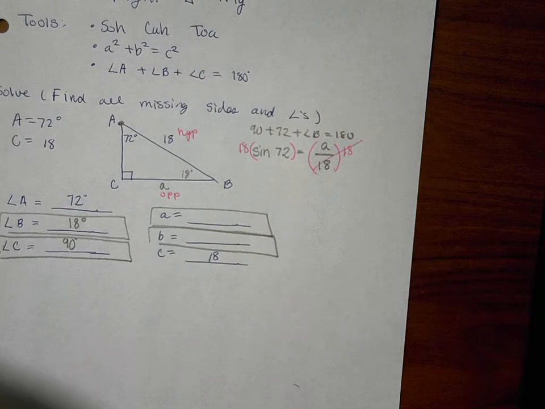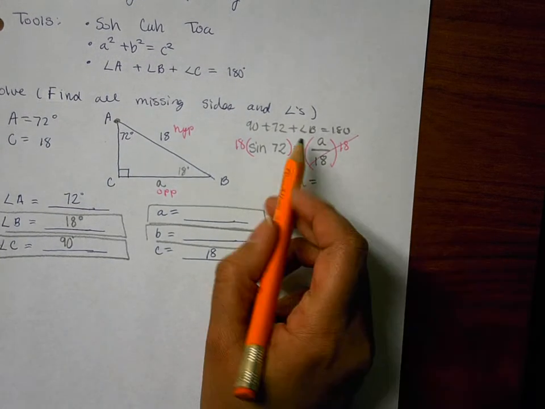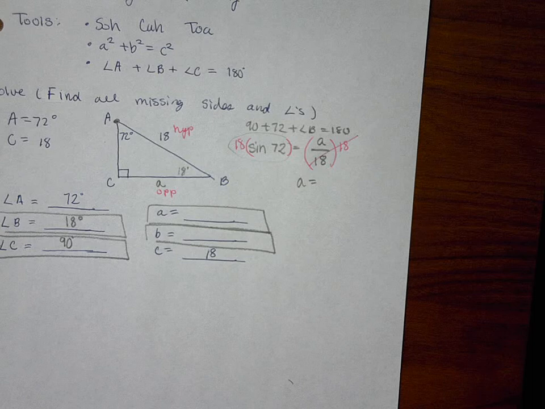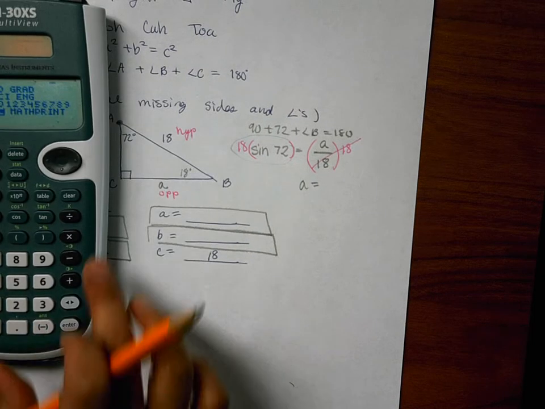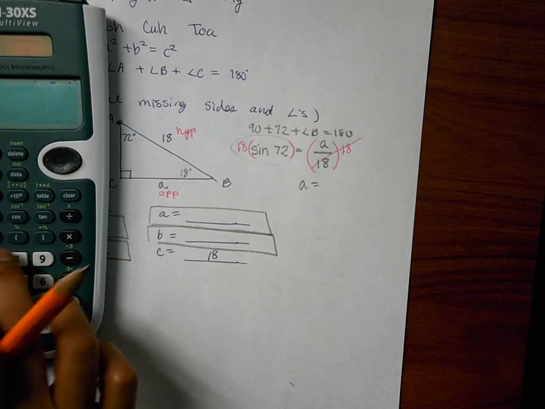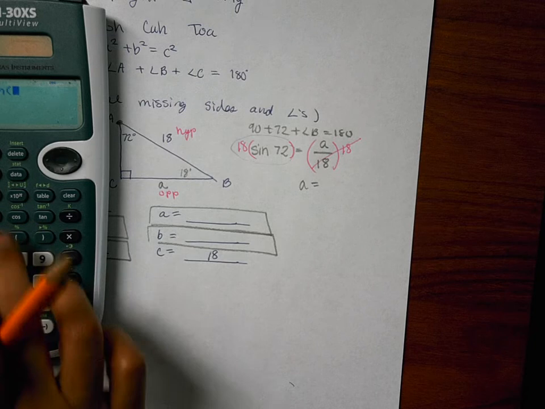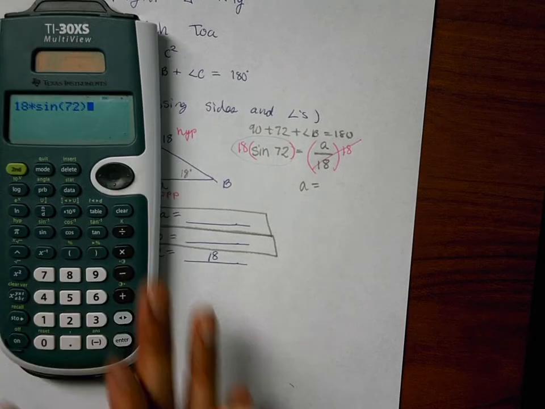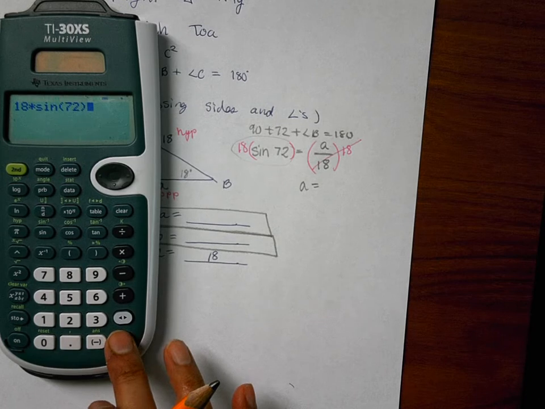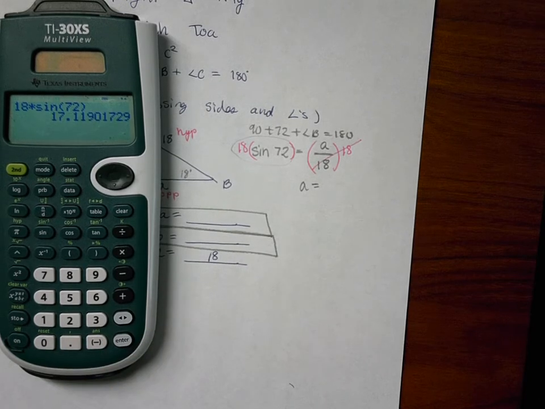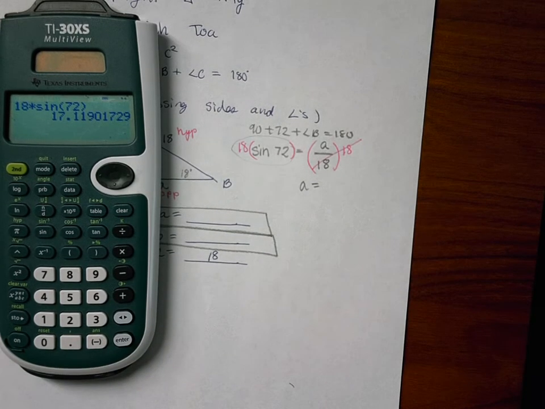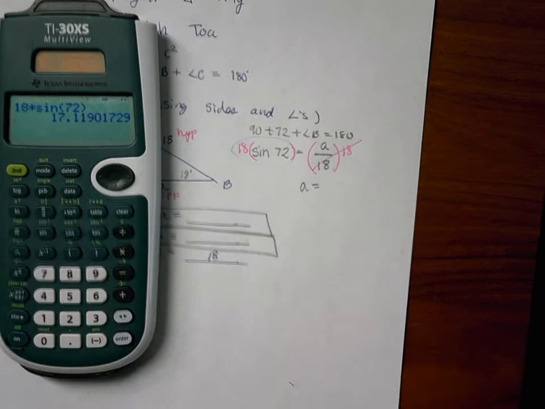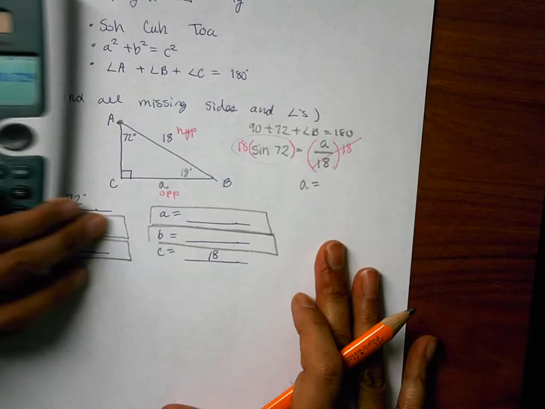18's gone. And then A equals, and this right here is what you plug in your calculator. So I'm going to turn mine on. 18 times sine of 72 degrees. You do not need to close the parentheses in this one. Sometimes you're required to. This one it's not necessary. 3 decimal places, 17.119. So that was side A, yes or no?